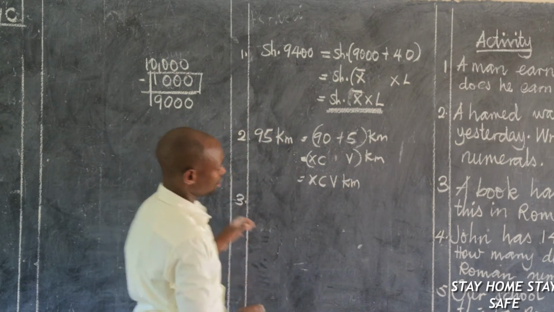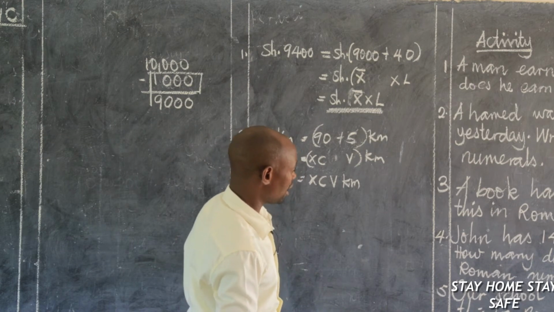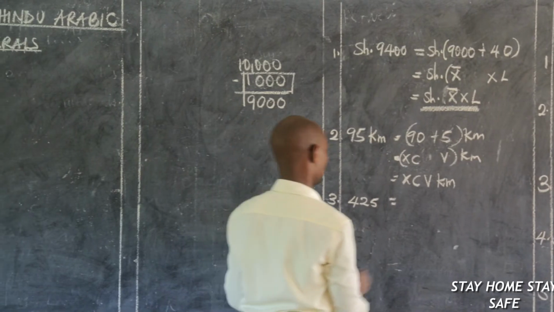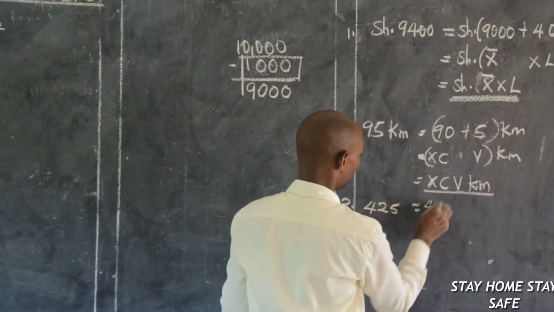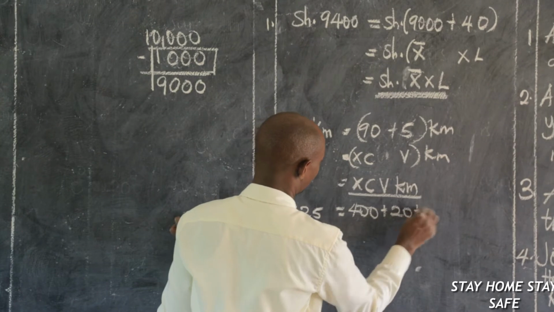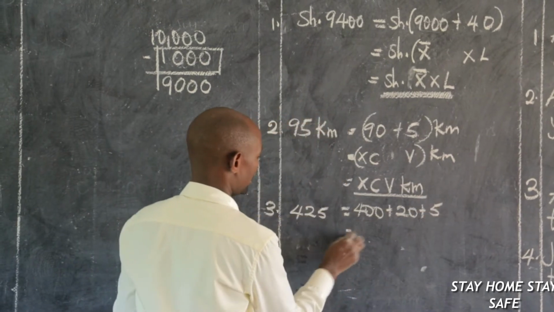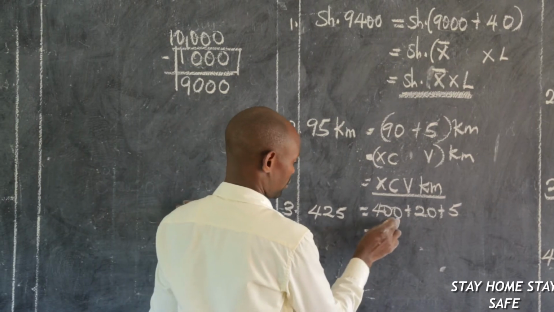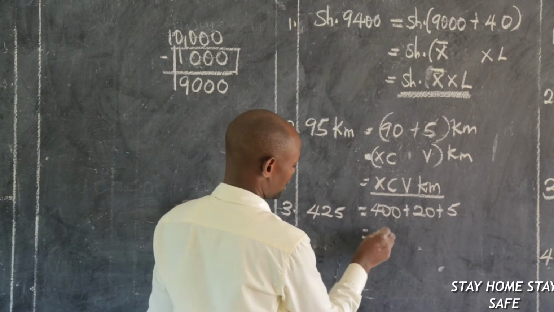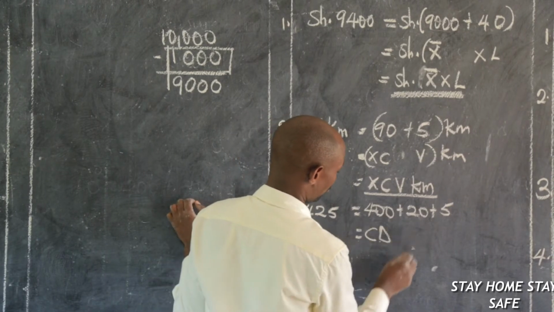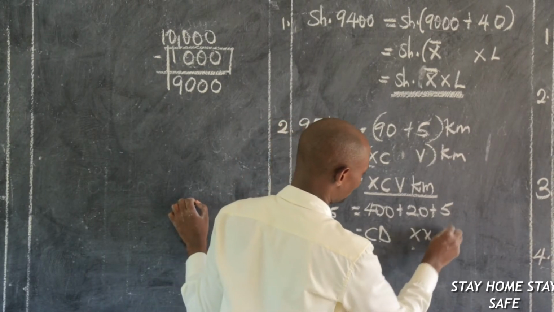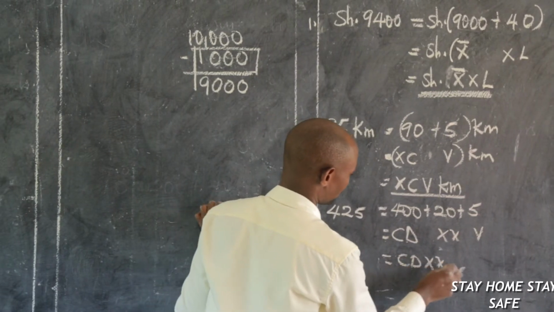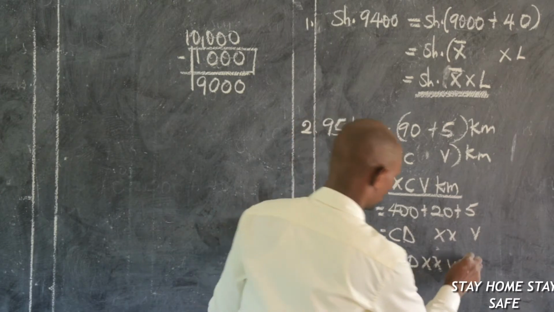Then number 3, a book has 425 pages. We expand. This one is going to give you 400 plus 20, then plus 5. 400 is 500 minus 100, so it is CD. 20 is XX. Then this one, V. Bring them together. This one is CD, XX, V pages.